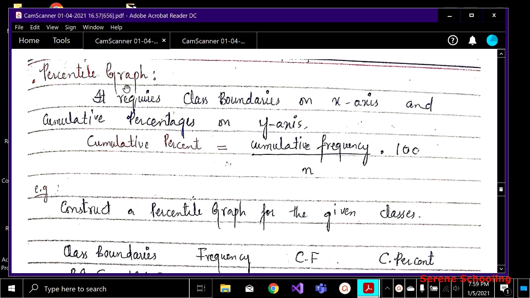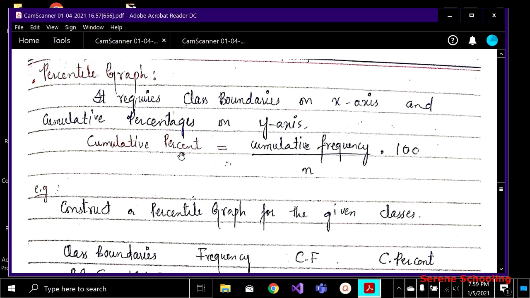So the first thing is what can be on the y-axis and what can be on the x-axis. Remember that we have to make the class boundaries, not the class limits. So the class boundaries are on the x-axis and the cumulative percentages, not cumulative frequency, okay? Cumulative percentages on the y-axis. Now we need to know how we are going to find the cumulative percentage.